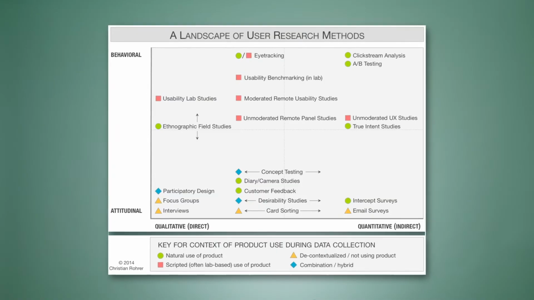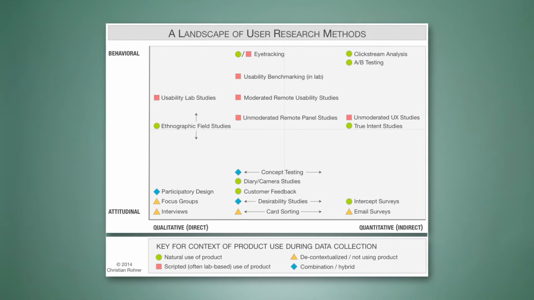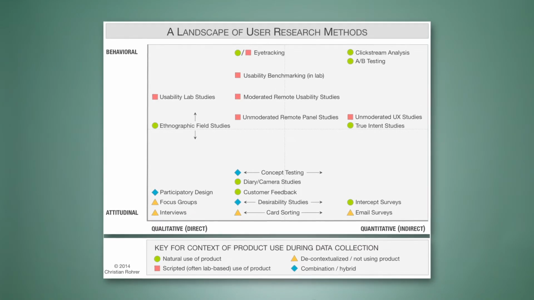Many UX research methods will not fall strictly into one category. Rather, they'll produce a mixture of both self-reported and behavioral data, for example. A great resource for visualizing this framework is the Nielsen Norman Group's landscape of user research methods, which you can see on the screen right now. Now we know about the different types of UX research, let's introduce some specific methods.